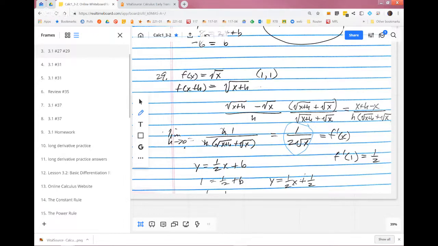Okay, so now what's the derivative at 1? Plug in 1, you get 1/2. And once you know 1/2 is the slope, you can solve for b. Final answer, 1/2 x plus 1/2. So that was for Alexandra. All right. Anyone else? Questions on the 3-1 assignment?